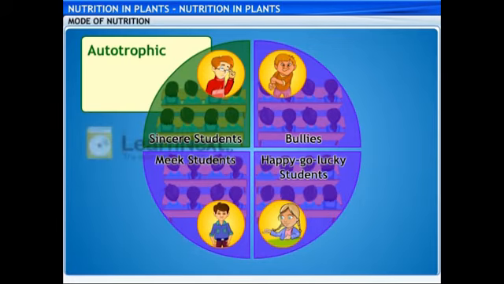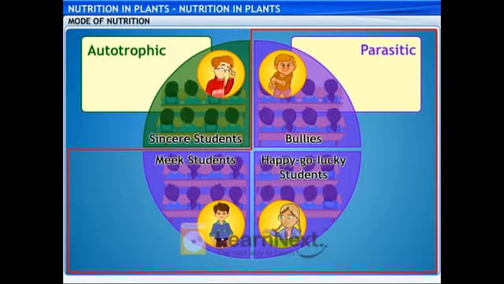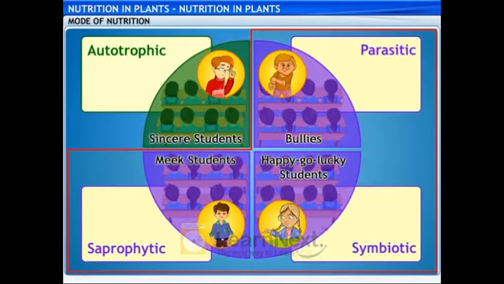Broadly speaking, plants can be divided into autotrophs, similar to the kids who did their own homework. These plants make their own food. And heterotrophs, similar to the other 3 groups. These plants depend on others to provide them with nourishment. These heterotrophic plants can be further divided into parasites, similar to bullies, saprophytes, similar to kids who copy from others, and symbiotic plants, similar to kids who get their homework done from others in exchange for favors.